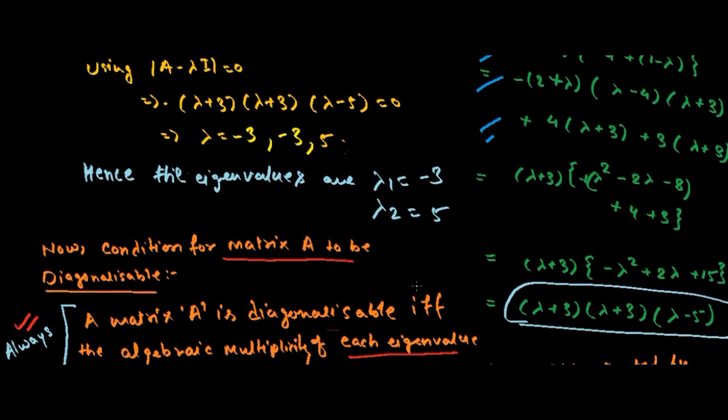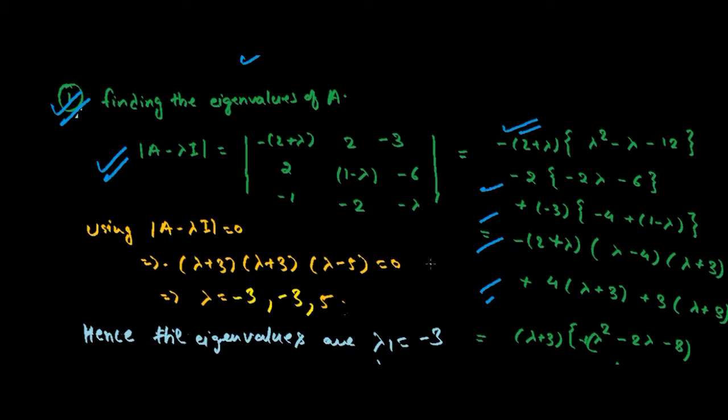After solving it, we got our characteristic polynomial as lambda plus 3, lambda plus 3 and lambda minus 5. As we know, the roots of the characteristic polynomial are the eigenvalues of the matrix, so we need to find the roots. We have equated this determinant to 0 and found the roots as minus 3 and 5. So the distinct eigenvalues are minus 3 and 5. We have two distinct eigenvalues, right?